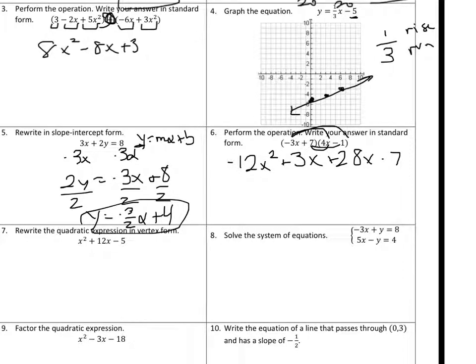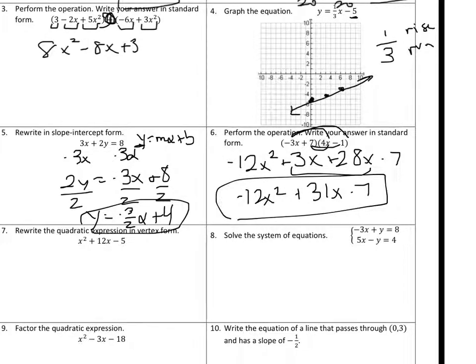Now all we do is combine like terms. I got my x squared here, no other x squareds, done with that. Got my constant here, no other constants, done with that. But I do have these like terms in the middle here. So I'm going to rewrite the negative 12x squared. 3 plus 28 is a positive 31x minus 7. It's in standard form because I'm starting with the highest exponent first and then going down from there.